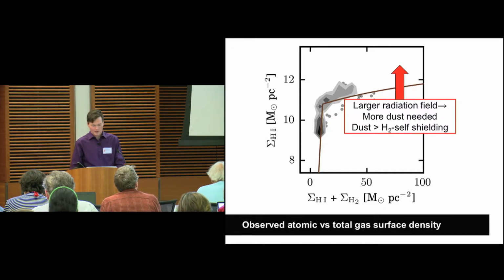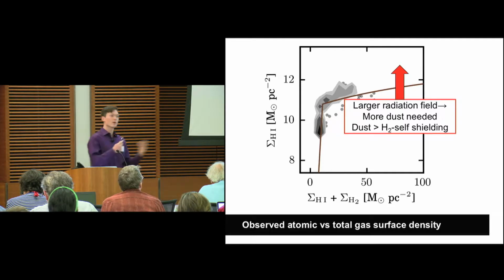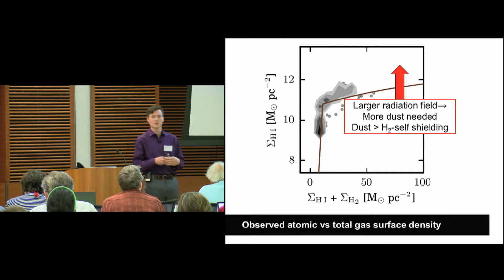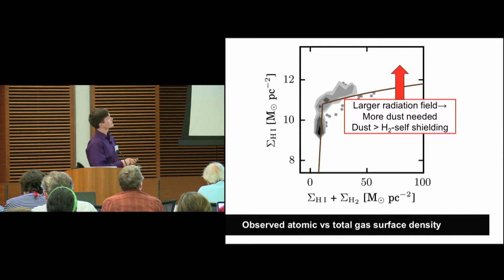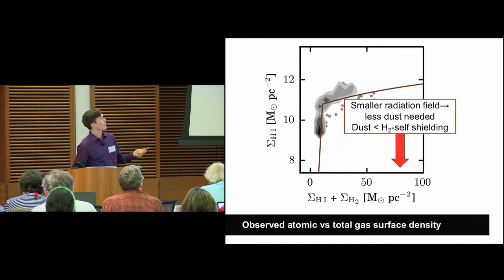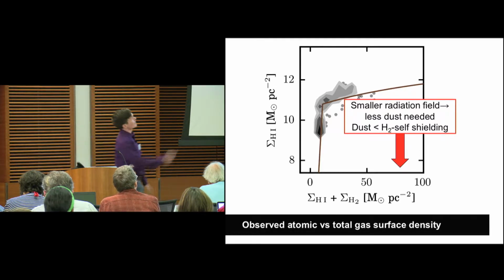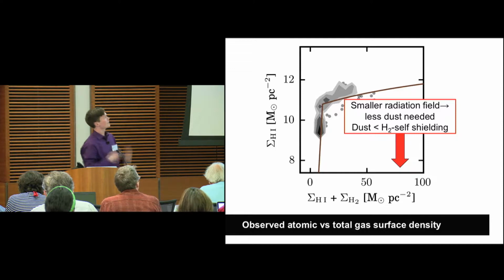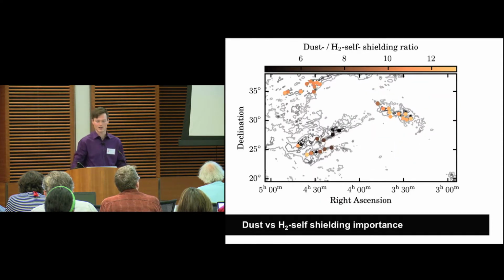Right? So say we have a larger radiation field. We will need more dust to protect the molecular core in order to begin forming H2. And so dust shielding will be dominant over H2 self-shielding in this case of a large radiation field. And the inverse is true for a smaller radiation field. We need less dust before H2 begins self-shielding.